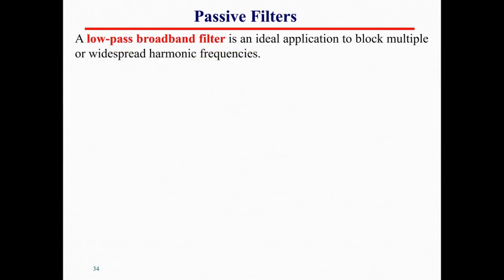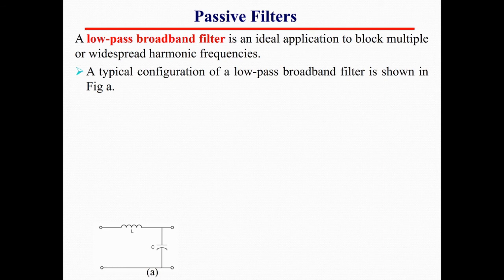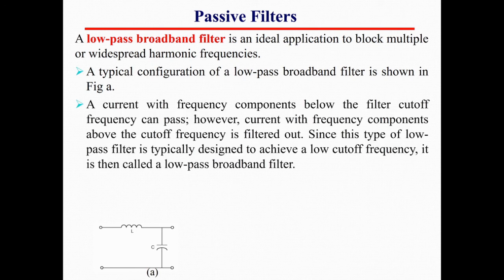A low-pass broadband filter is an ideal application to block multiple or widespread harmonic frequencies. A typical configuration of a low-pass broadband filter is shown. Current with a frequency component below the filter cutoff can pass. Current with a frequency component above the cutoff will be filtered out. Since this type of low-pass filter is typically designed to achieve a low cutoff frequency, it is called a low-pass broadband filter.